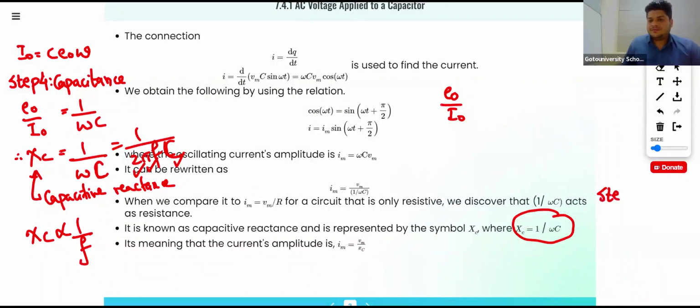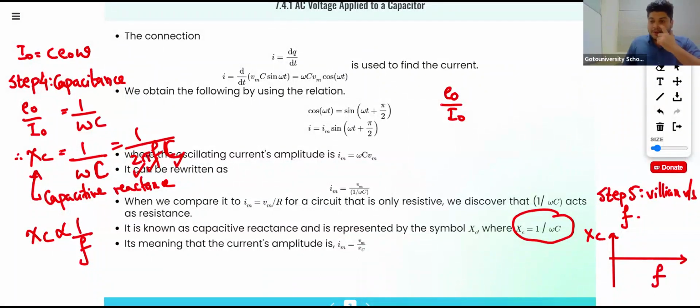Step 5, reactance versus frequency. So if you check the reactance versus frequency graph, this is your XC and this is your frequency. It is inversely proportional. That means if frequency is increasing, your capacitive reactance will decrease. So here you will make your graph like this. This was your step number 5.